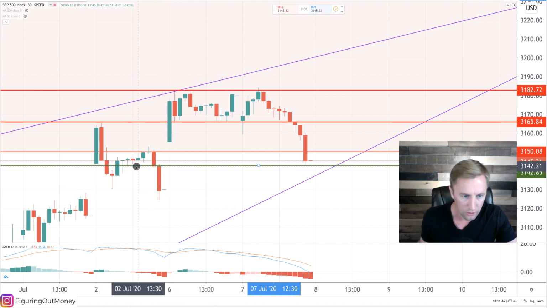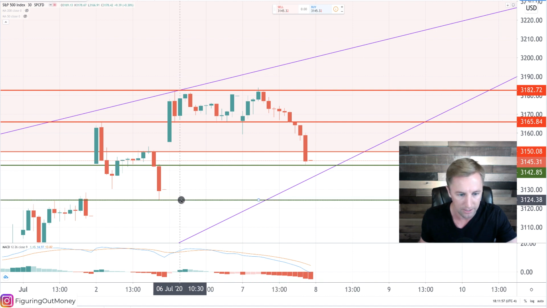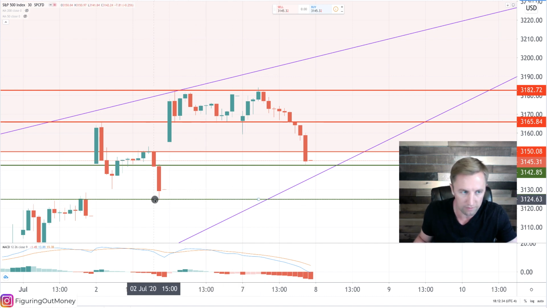Now, you can look back a little bit further and notice how it touched it a few times here. Like I said, it's a zone. So let's go ahead and just mark a little bit lower as far as what an area of support can look like. I'm going to say right here at this range, 3124. We called it yesterday on the daily time frame, 3120. To make it easy, we can call it 3125 or you can call it 3120, whatever you feel comfortable with. But I'm going to just put it here at 3124. I'm going to call it 3125.